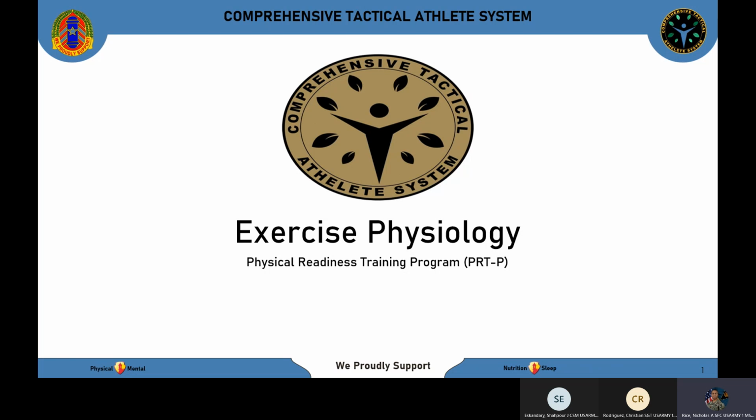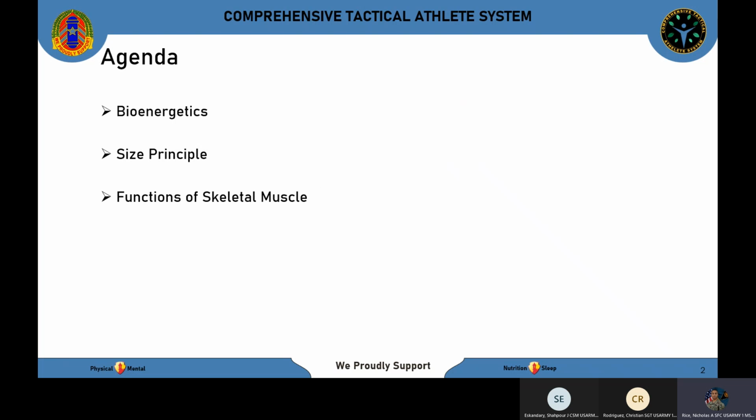So our agenda for this particular block of instruction is going to be to talk about bioenergetics, which are energy systems. We've talked about that a little bit before in the cardiovascular program design class. The size principle, which can come back to muscle fibers that we talked about in the resistance training program design class, and then some of the functions of skeletal muscle. And then all of these pertaining to the why of what we do.